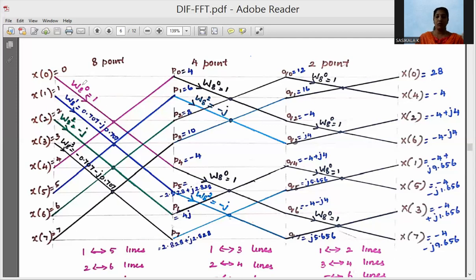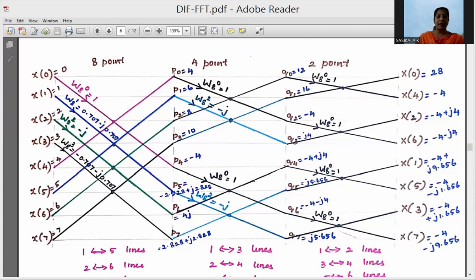Okay, so here, since 8 point is considered, we have 4 twiddle factors. All the 4 twiddle factors will be coming in the 8 point. So for the first butterfly, W8 power 0, for the second butterfly, W8 power 1, for the third butterfly, W8 power 2, and for the fourth butterfly, W8 power 3 twiddle factors will be coming. And we need to write the inputs.